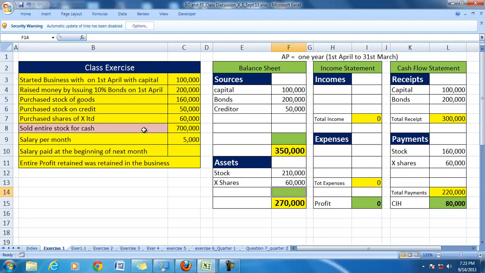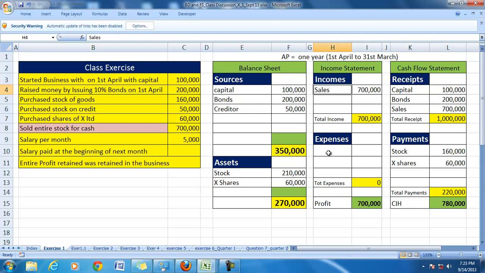Sold entire stock. We have stock of 210,000 for 700,000. So this is an income. The sales 700,000, and entire sales is for cash. So this is an income and also a cash flow, or a receipt which is also an income. Whereas in the previous two cases, the receipts were not incomes, but a capital and a liability.